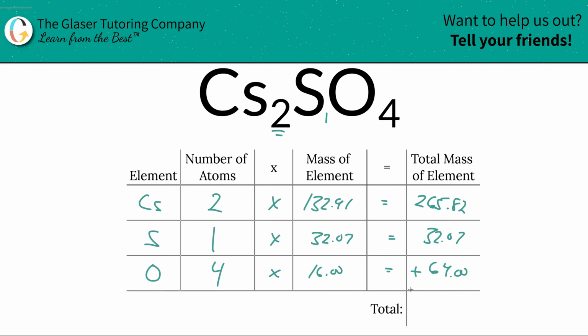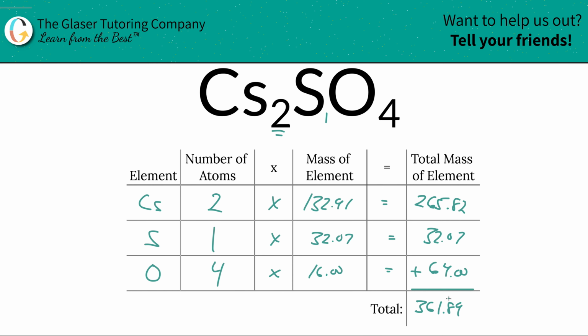And then to find the total mass of the entire compound, all we simply have to do is add up this particular column. That's it. Easy peasy. So the total mass here is going to be 361.89. And there you have it. That's now the total mass. It doesn't matter if it's in grams per mole or AMU. Units are kind of irrelevant here. What's important is the magnitude.